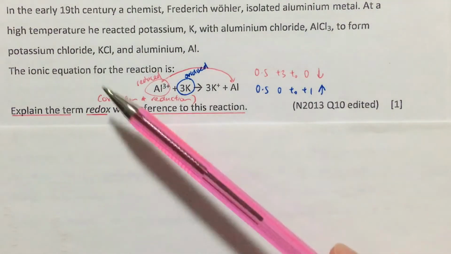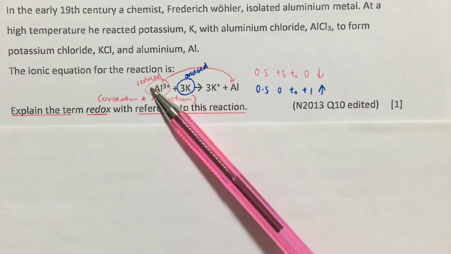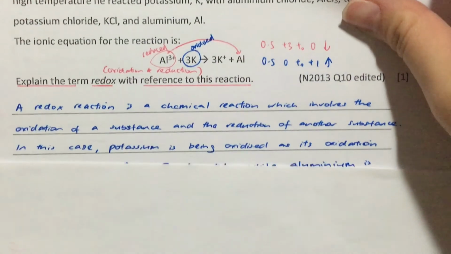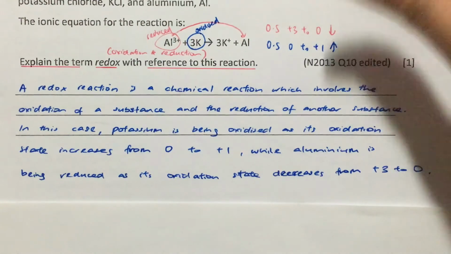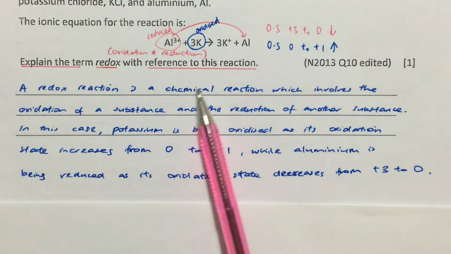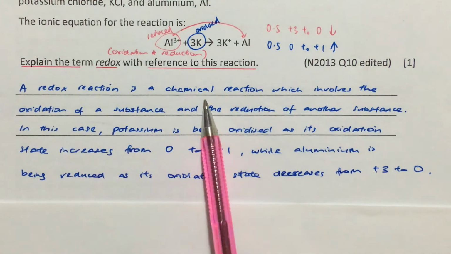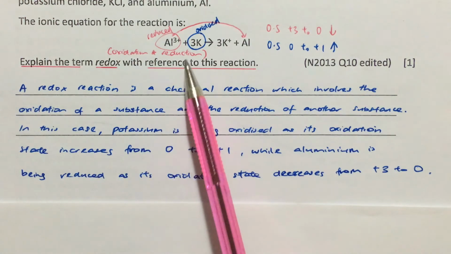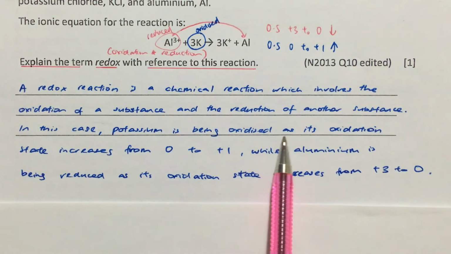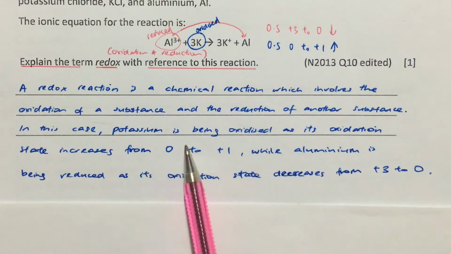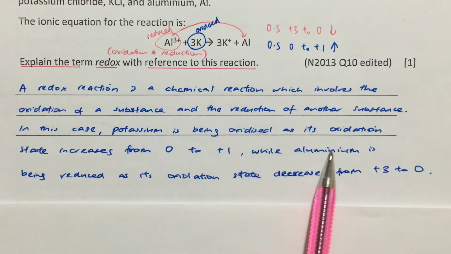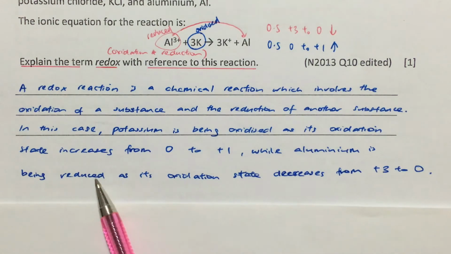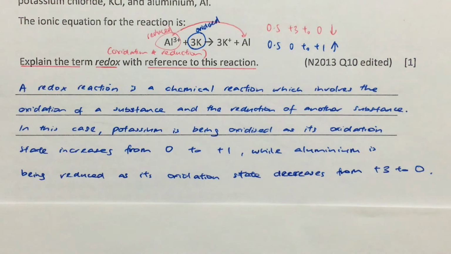Now we can see that there is oxidation and there is reduction. Both of them taking place gives us redox. So how do we explain it? Though it's 1 mark, we want to be very clear. We say that a redox reaction is a chemical reaction which involves oxidation and reduction. In this case, potassium is being oxidized because of the oxidation state increasing from 0 to +1, and aluminium is being reduced as its oxidation state decreases from +3 to 0. So please make sure you have a complete answer.